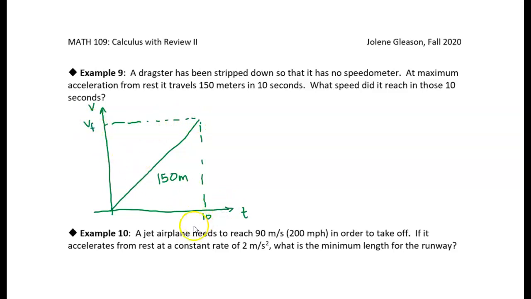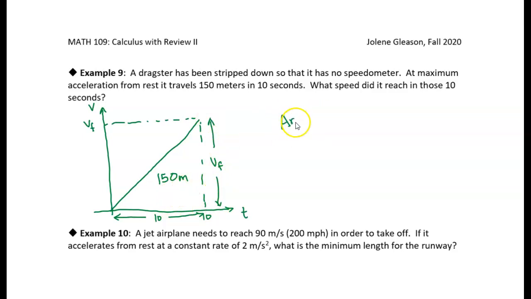So we can solve this very easily just by recognizing that the area under the velocity curve is just a triangle. The base of the triangle is 10 seconds wide, right? This base is 10 seconds. And the height of this triangle is whatever our final velocity is. We don't know it, that's what we're trying to find, but we know that the area is 150.